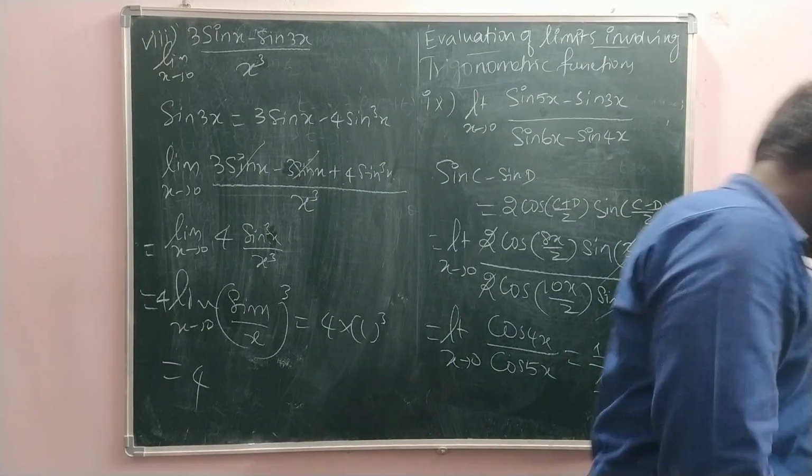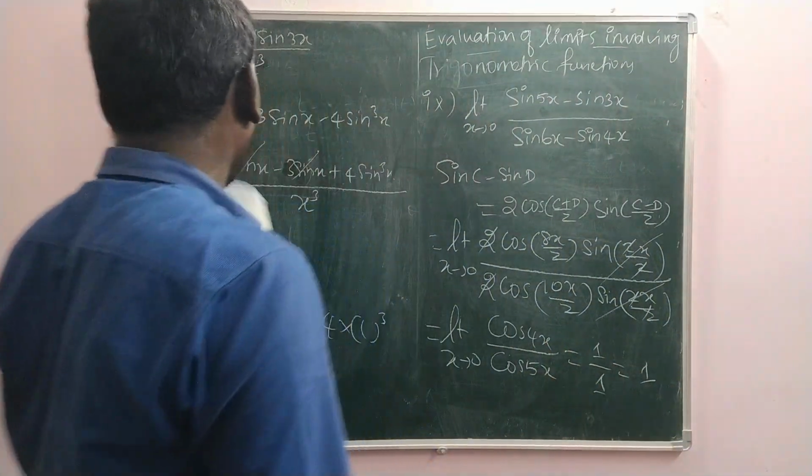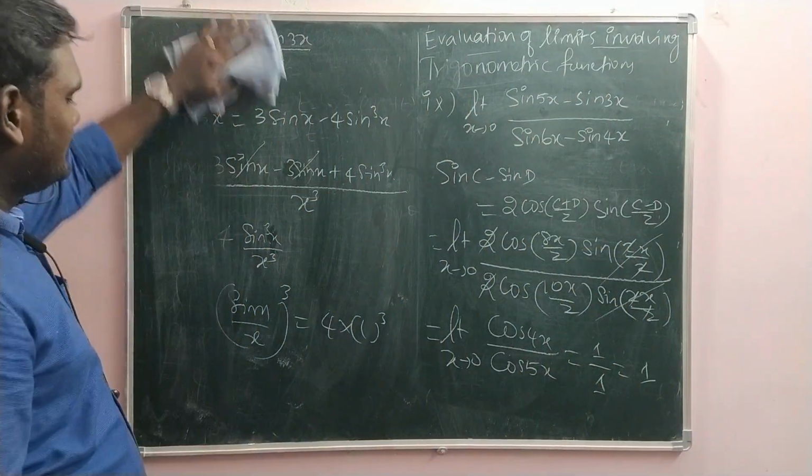Okay. Now x tends to 0, sin inverse of x plus tan inverse of x by x.